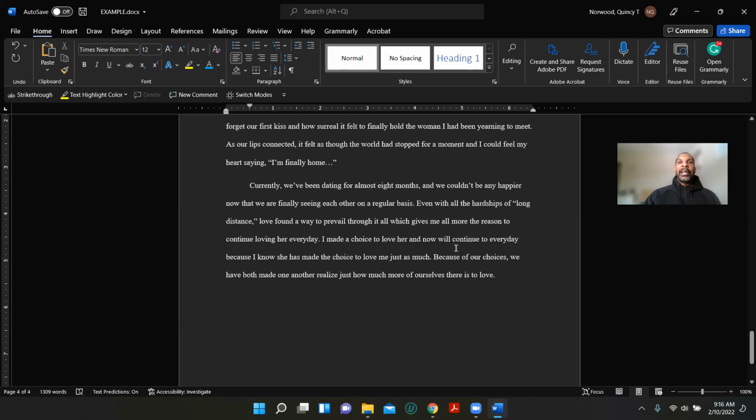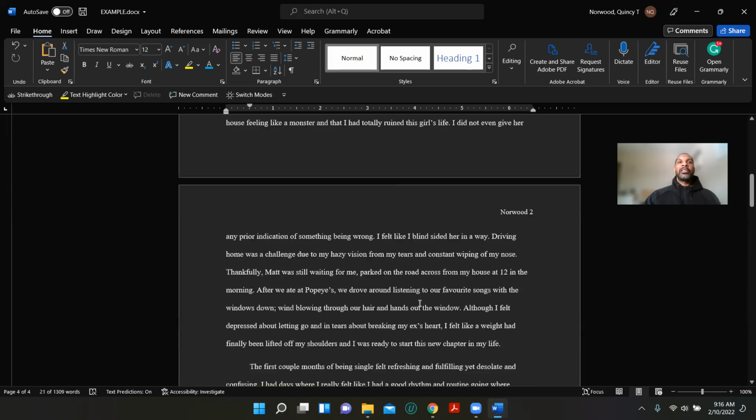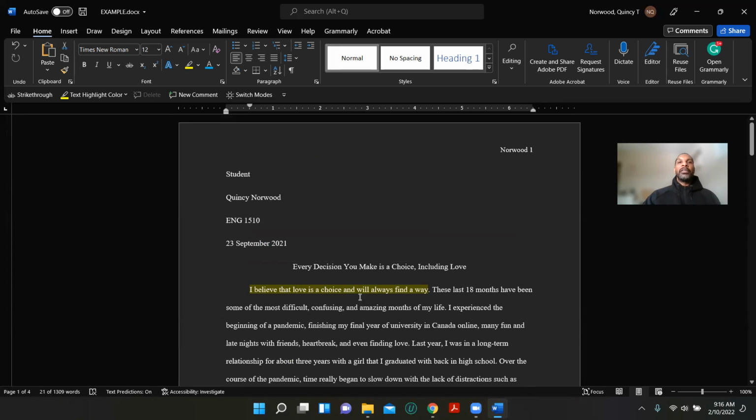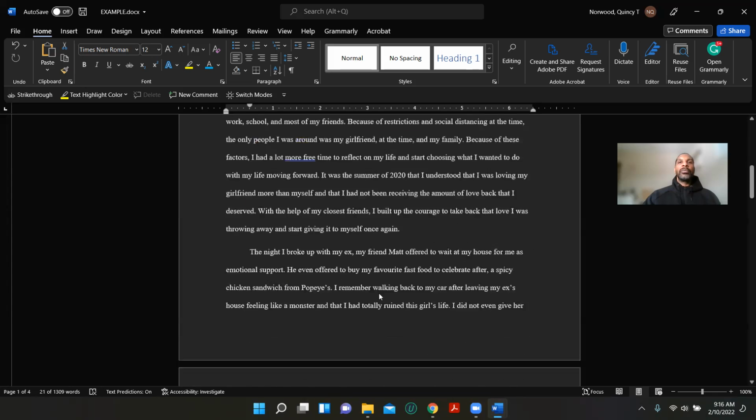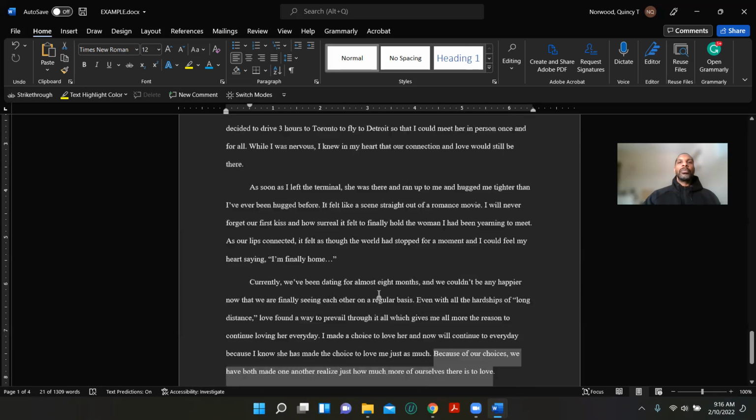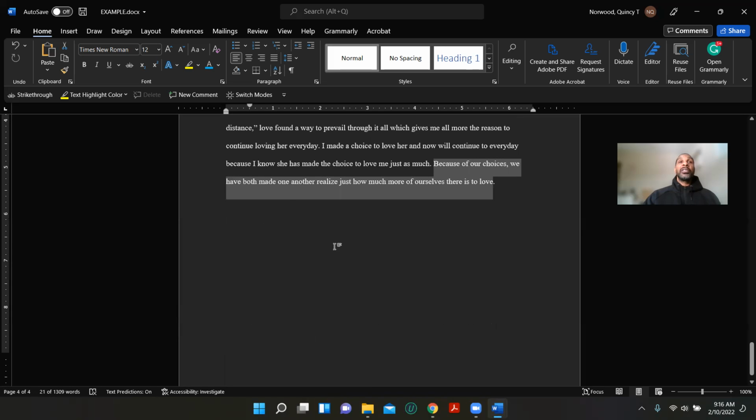Now, let's look at this last sentence. Because of our choices, we have both made one another realize just how much more of ourselves there is to love. And then let's go back to how this thing started. I believe that love is a choice and will always find a way. Because of our choices, we have both made one another realize just how much more of ourselves there is to love. Full circle, consistent. Meaning the way it started is the way it ended.